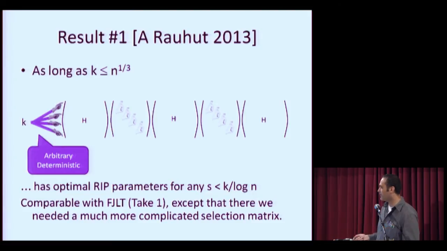In fact, you can compare this result with the FGLT take 1, which worked also up to cubic root of n, except that there we needed a much more complicated selection matrix, one that had K cubed non-zeros. Here you just have a matrix which has K non-zeros, and it's deterministic, whereas there we needed something randomized. So you can call it a slight improvement. This is the transformation that we showed. You need 3 Fourier transforms and 2 random diagonals in order to get this result.